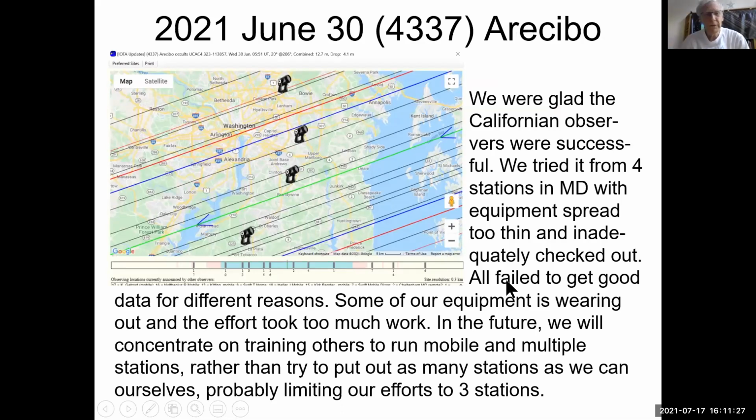And now I'll just mention briefly, we tried that June 30th Arecibo event from four stations. So we were glad the Californian observers were so successful. But we had clear skies, and it's unfortunate though that we made a mistake. We spread our equipment too thin. We could have had a couple of good solid results if we had concentrated on just setting up two or even three stations rather than four. But all failed to get good data for different reasons.